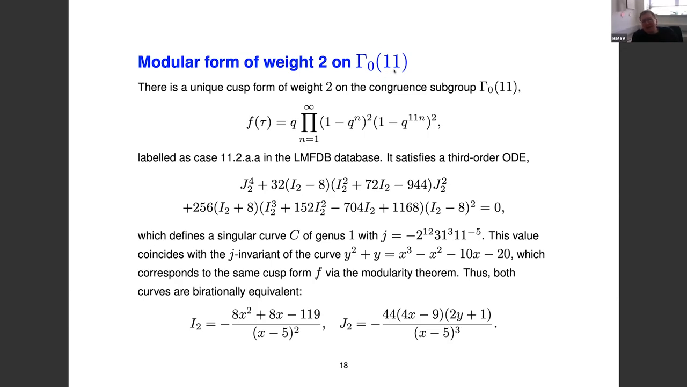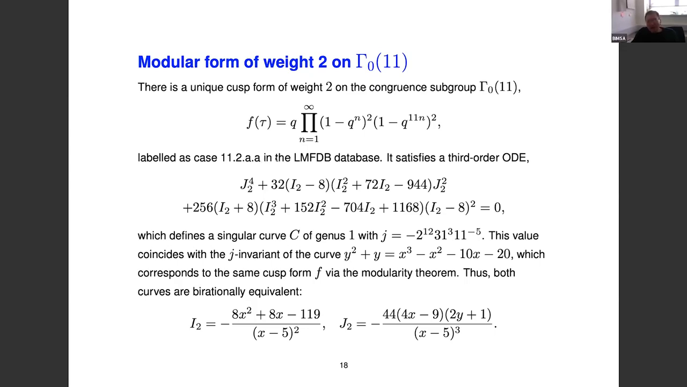There are only finitely many values of n for which this factor has, say, genus zero, genus one, or genus two. So the genus generally increases. On this subgroup, there is a cusp form of weight two, which is given by this particular expansion. There is a database of modular forms called LMFDB, which means L-functions and modular forms database, right? This particular one has this label in this database. This database contains a lot of material about modular forms, L-functions, and so on.